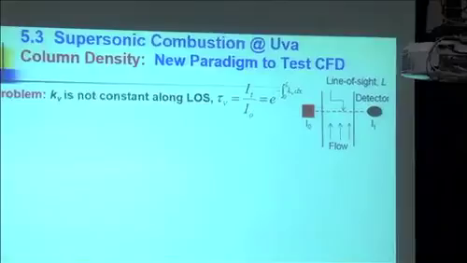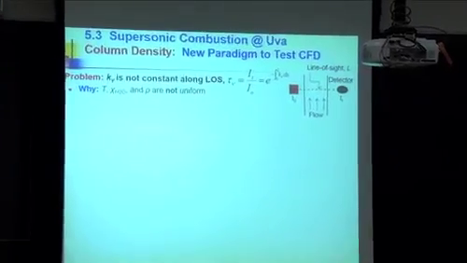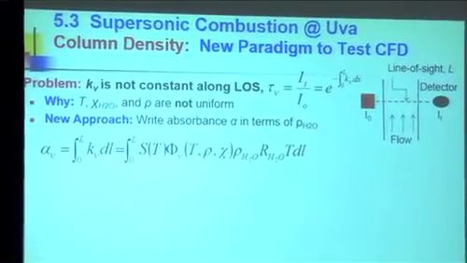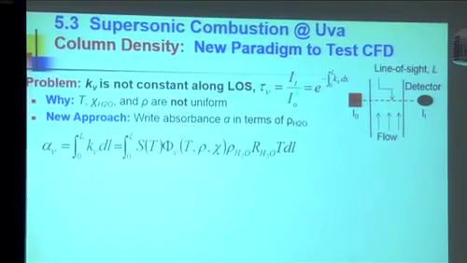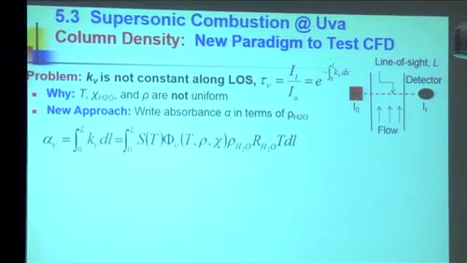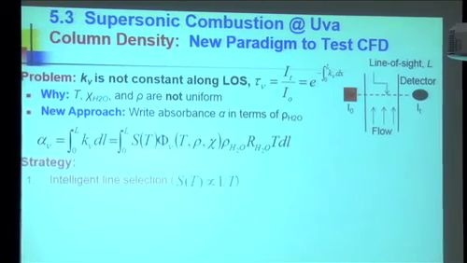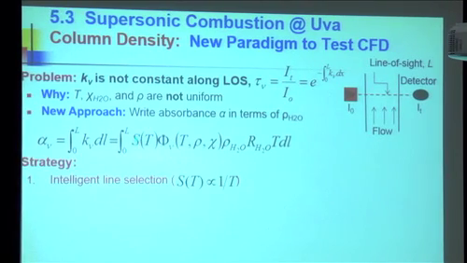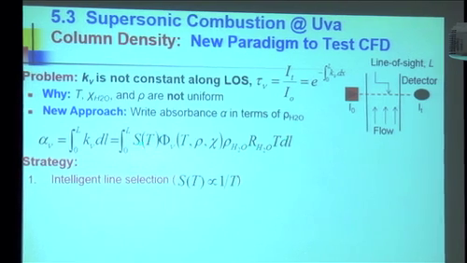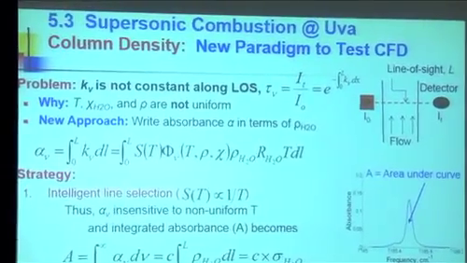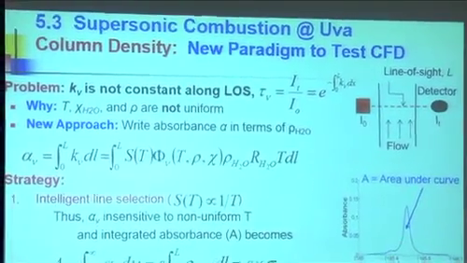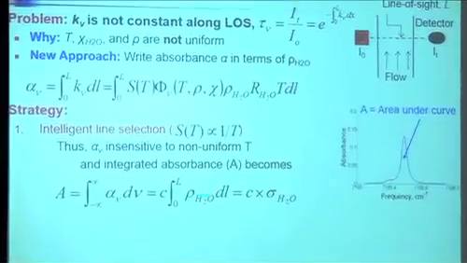I want to show you how well it works. This is our column density idea. For the absorbance, here's Beer's law. Since it's non-uniform, you have to have e to the minus the integral of k nu dx. Here's S of T. I'm going to write it in terms of density instead of pressure. And if you pick a line such that the line strength goes as 1 over T, this T cancels this T, and now you've got a measurement. The integrated absorbance under this line is proportional to the total water along that line.